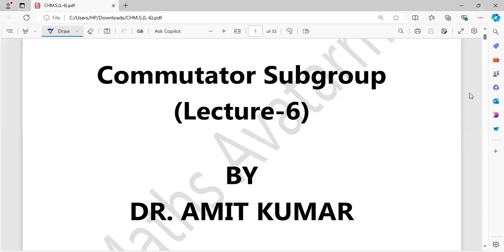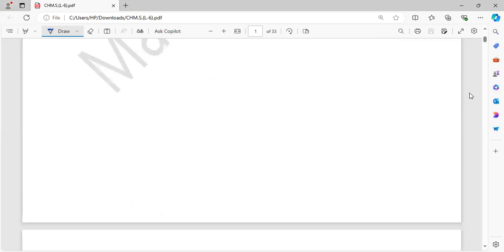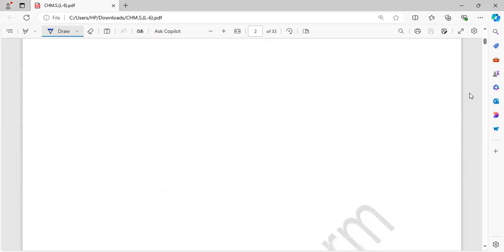Today we are going to see the sixth lecture on commutator subgroup. We are going to prove a very important property of the commutator subgroup. Okay, let's see what that property is. So, we are calling it a theorem.